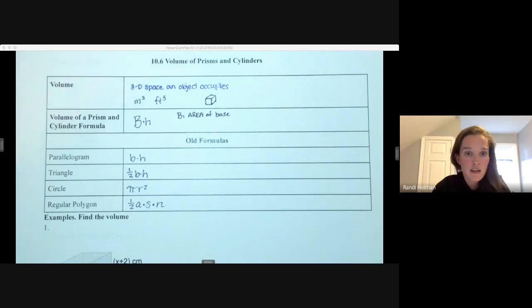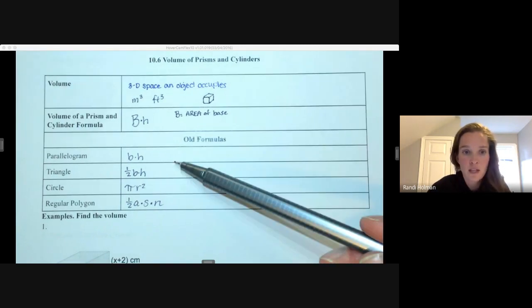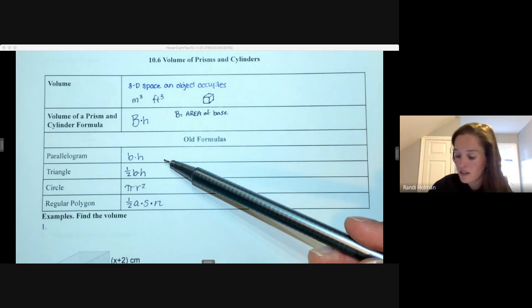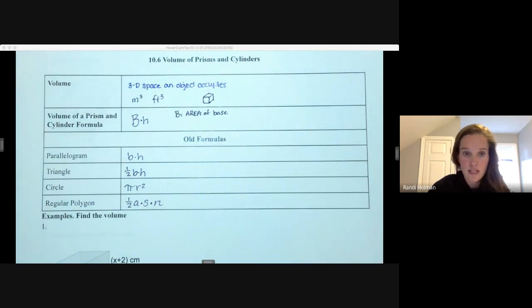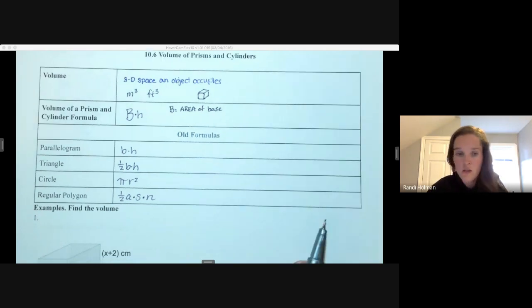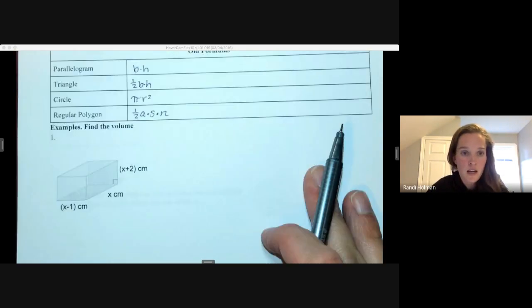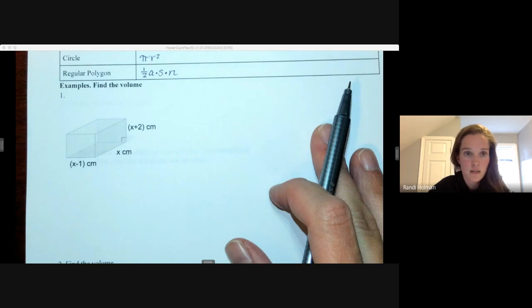So we need to find the area of that base, which means we are going to need to know all of these previous formulas that we have been using in order to find areas, like parallelograms, triangles, circles, regular polygons, anything else that we might need to find the area of. So let's jump right into some examples here and take a look at some 3-dimensional shapes.